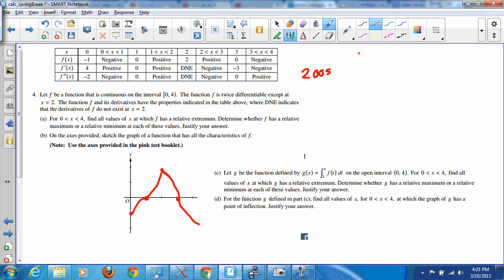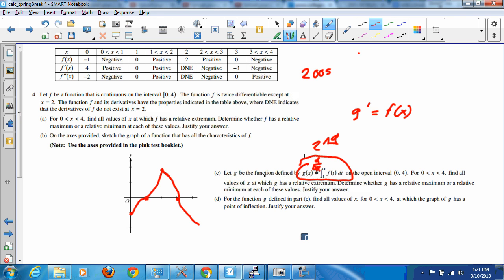Alright, welcome back. Let's take a look at part C and D. Part C says let g be the function defined by this. Okay, so here we notice that g of x equals the integral from 1 to x, and we're doing this integral in terms of t, so I'm thinking right away the second fundamental theorem of calculus. And the second fundamental theorem of calculus, if you recall, one thing it tells us is that the derivative of g is just equal to f of x.